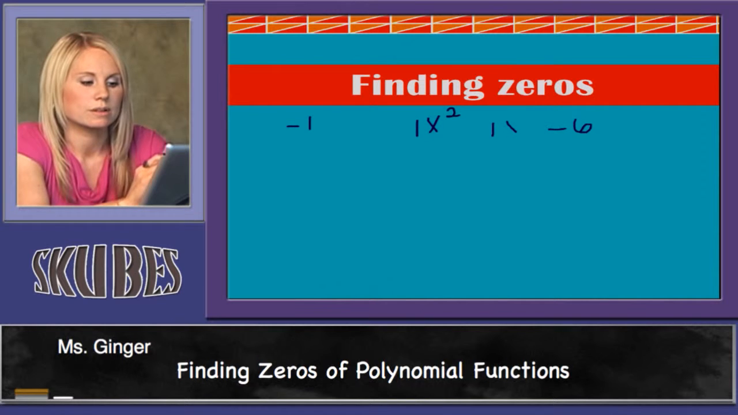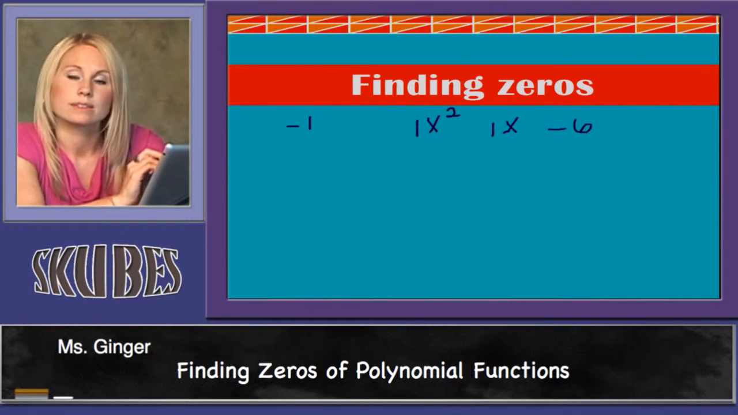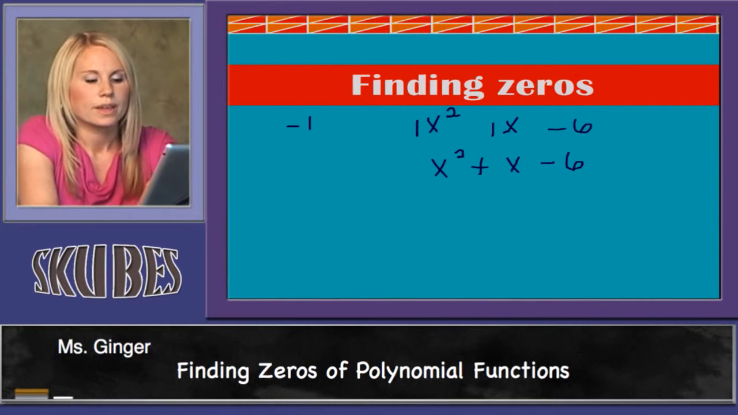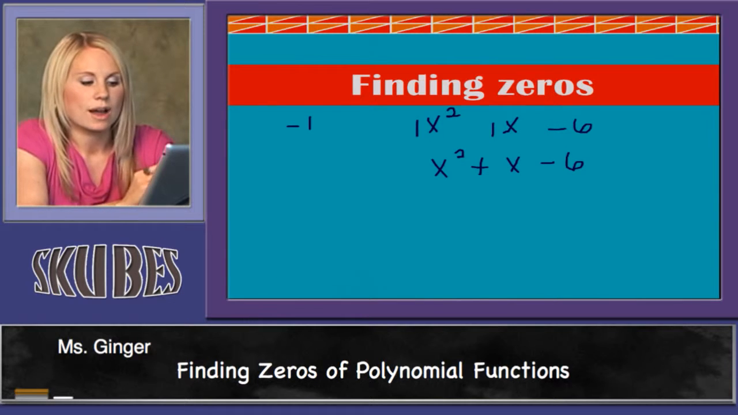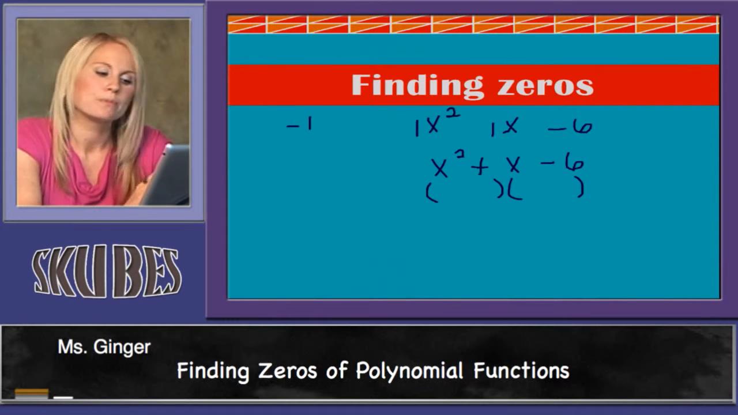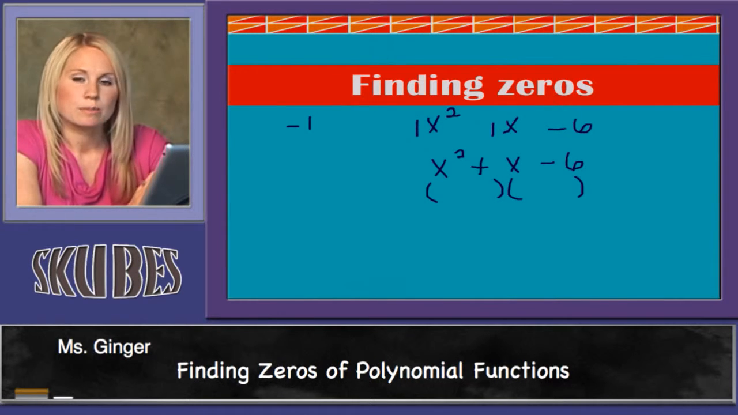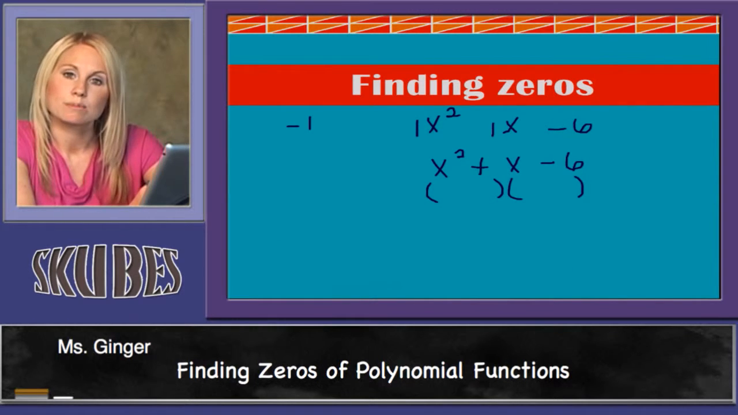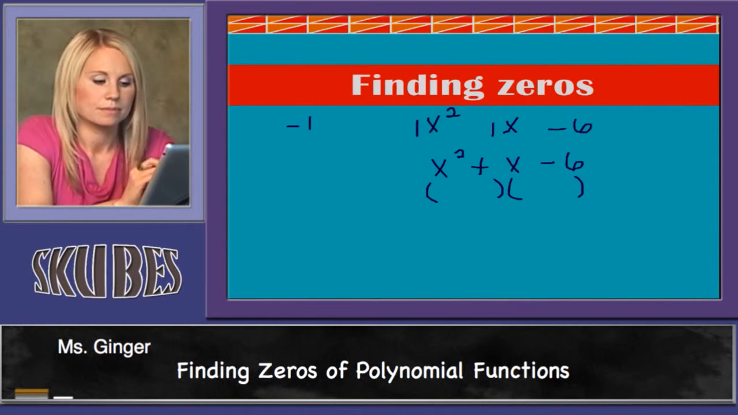So that would be x squared. This would be x to the first, and the 6 would have no x. All right, so x squared plus x minus 6. Now I have a quadratic, so I could continue and factor this to find the other zeros if it's factorable. All right, so to factor, I'm looking for the two numbers that will multiply to give me negative 6 and add to give me positive 1.